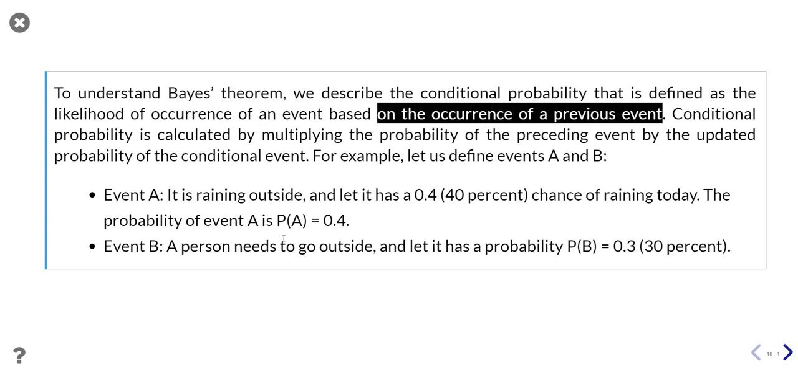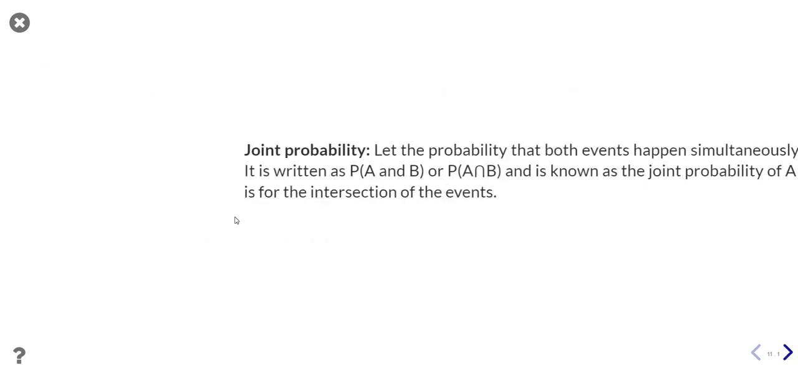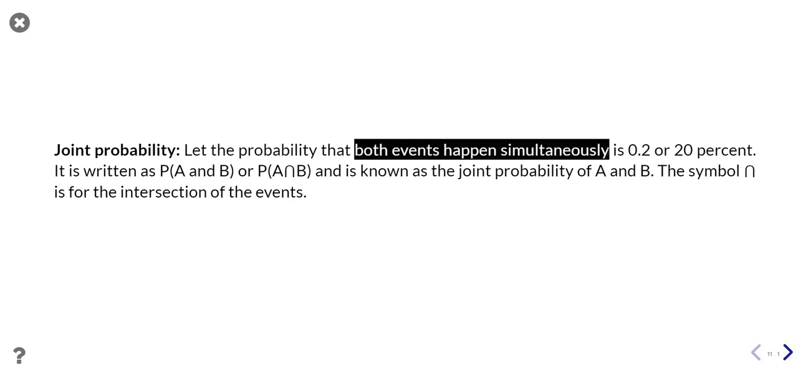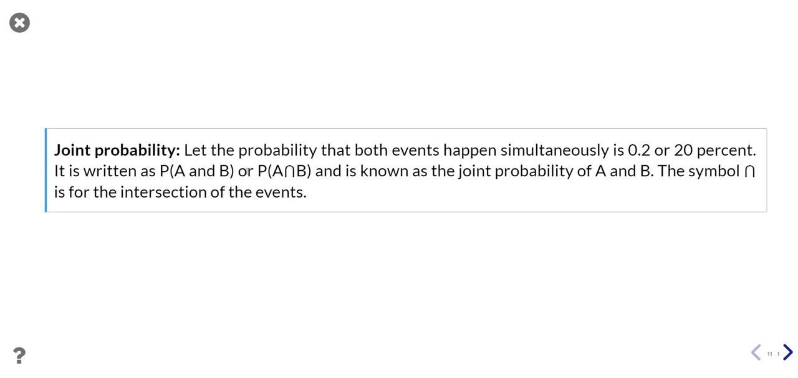Now event B is that a person needs to go outside, and just assuming the person has a probability of 30% of going outside. So this is known as event B. When we say joint probability, it means looking at the probability that both events happen simultaneously, which is written as the probability of A and B happening together.